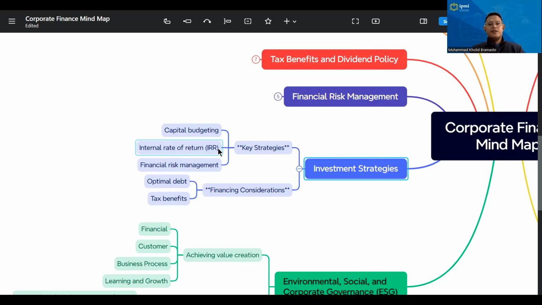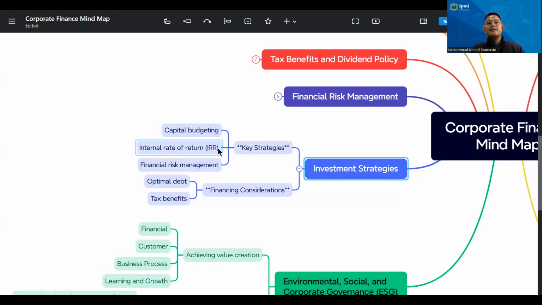And lastly, financial risk management. This involves identifying, assessing, and mitigating potential financial risks that could negatively impact a company's investment. Strategies such as diversification, hedging, and insurance can be employed to minimize losses and protect the company's financial interests.